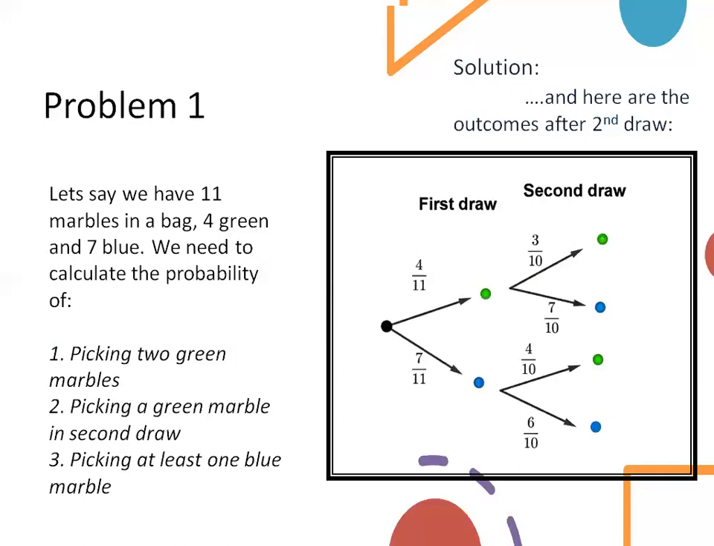I hope all of you have understood why I am taking 10 in the denominator. Because earlier there were 11 marbles in the bag, and in the first draw we have taken 1 marble out. So there are 10 marbles remaining. So in the second draw, we are taking 10 marbles while calculating the probability.